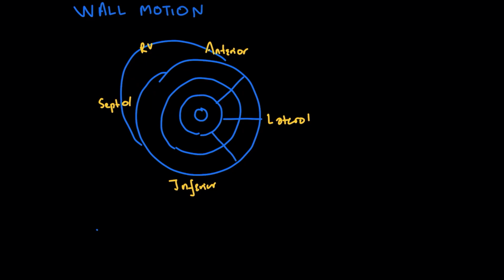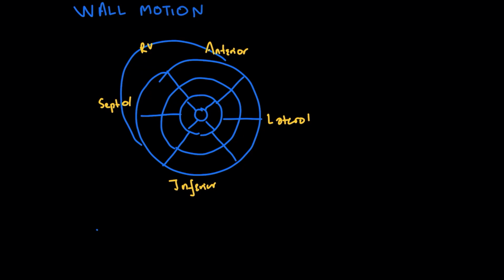just like this. And we'll go through the nomenclature of each of these segments in a second, and then in the middle we can divide it like so. This is called the 17-segment model. What I've done is I've divided the left ventricle into 17 different segments, each of which has a name.